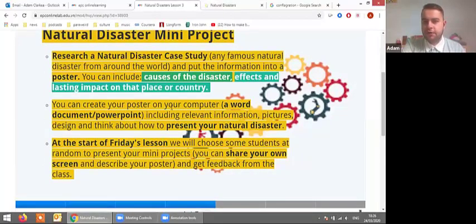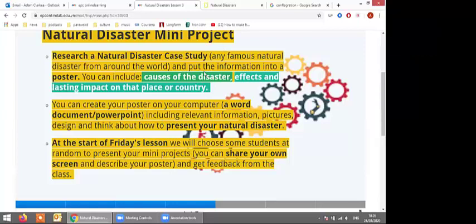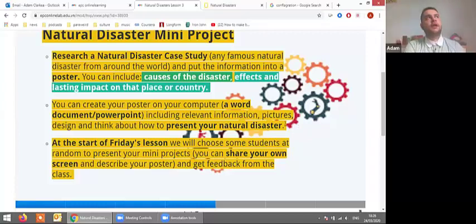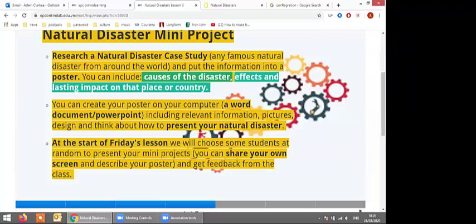But I want you to create your poster on your computer, so you can do it in a Word document. You can include pictures and information, or you can do it in a PowerPoint and include pictures and information. You can think about your design and how to present your natural disasters. What's the maximum number of slides in PowerPoint? I think we can say around 4 or 5 slides because we don't want it to be really long. So 4 or 5 slides.